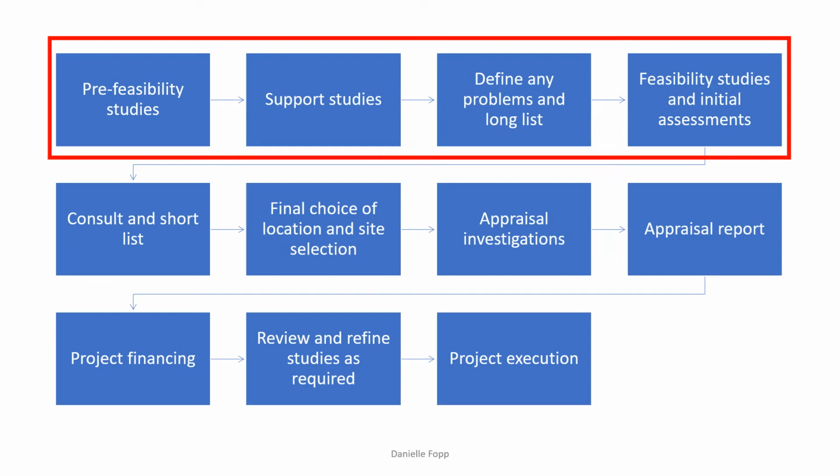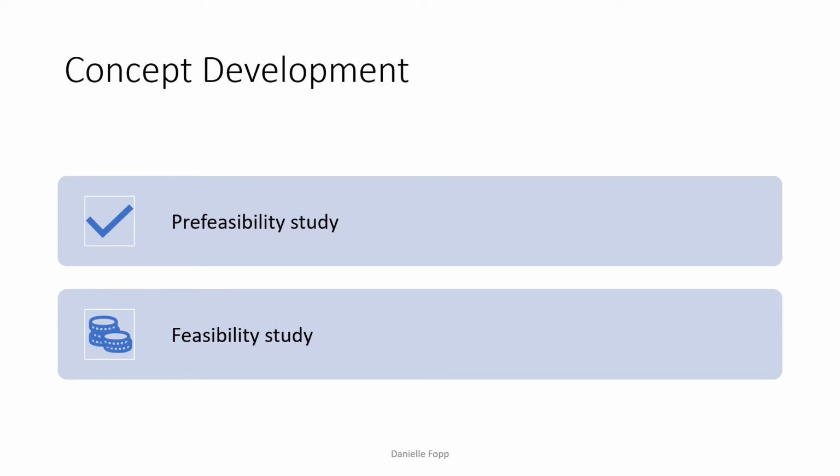Now we're going to move on to the concept development phase, and this includes pre-feasibility studies, support studies, defining any problems, and reducing the number of project options or variables associated with the project. So the concept development phase of the project generally consists of two major studies, a pre-feasibility study and a feasibility study. The pre-feasibility study can be seen as a rougher version of the feasibility study.